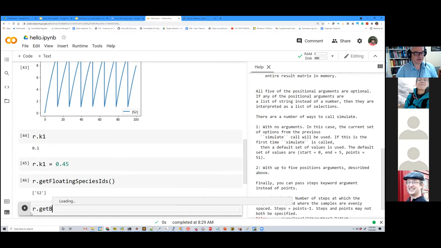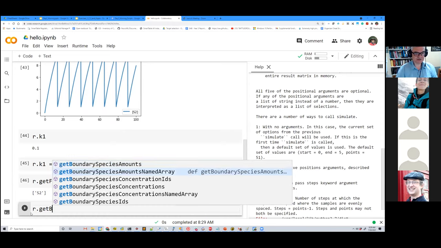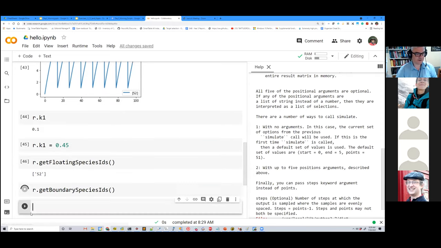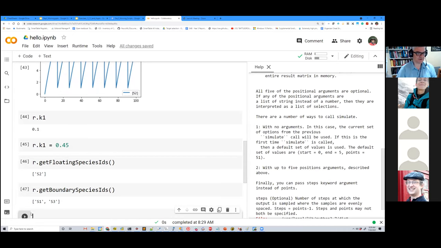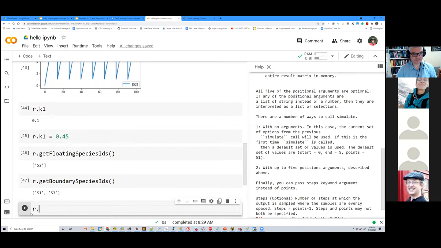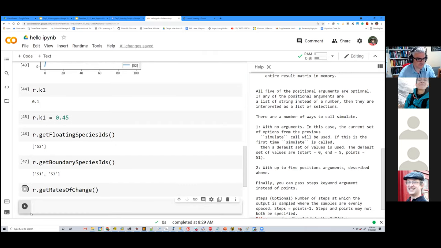The other one is get the boundary species. So I'm using this help system here. There should be two of those, S1 and S3, okay? I can get things like the rates of change. Those are the dx by dts. There's only one in this case. That's S2, it's 4.1022.